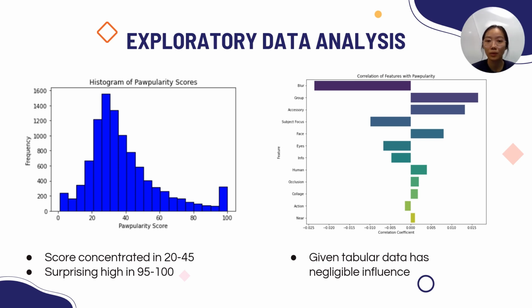Then we analyze the correlation between features given in the CSV file and the popularity score to decide whether the tabular data will be useful for our model training. The correlation coefficients range from approximately -0.02 to 0.02, suggesting that the examined features have negligible influence on the popularity of pet photos. As a result, further investigation and consideration of additional variables may be necessary to enhance prediction accuracy.